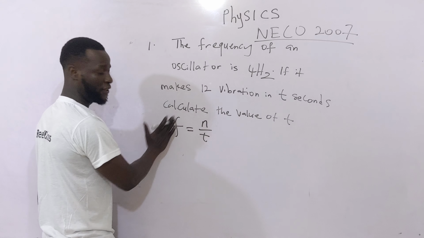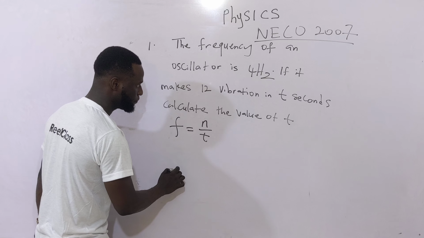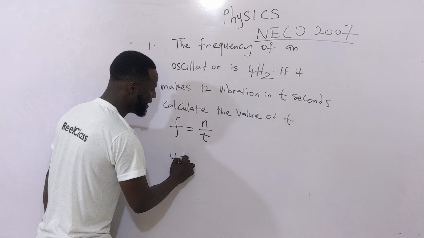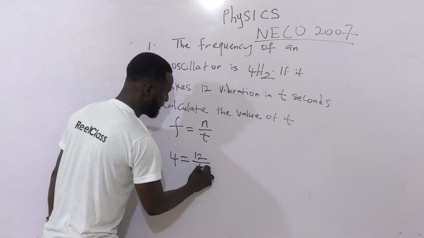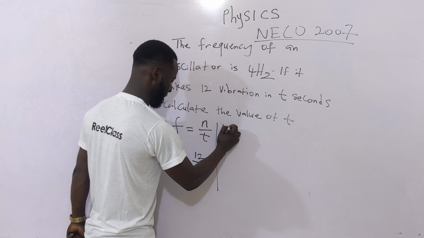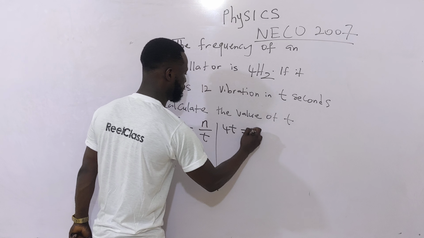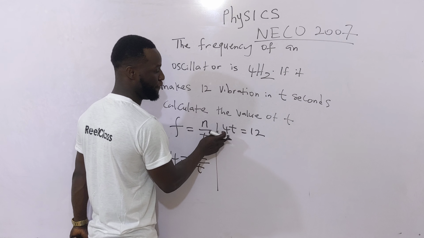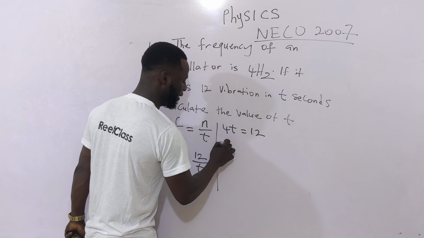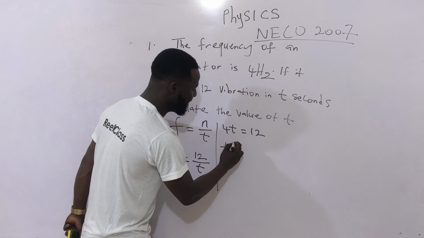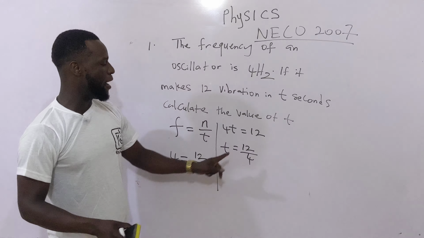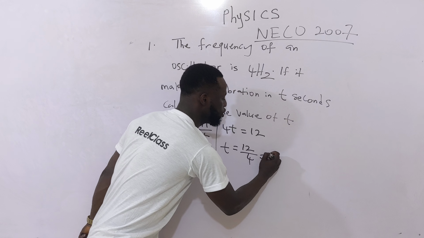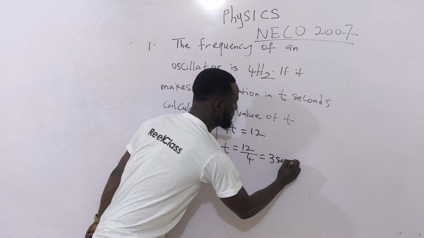If we plug in all of this, we are going to have 4 is equal to 12 divided by t. Cross multiply, we have 4t is equal to 12. Divide both sides by 4 to make t subject of formula. Then I would have t is equal to 12 divided by 4. 12 divided by 4 is 3. So our time is 3 seconds.